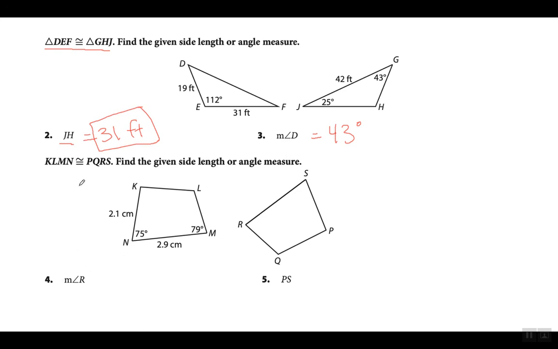Number 4, same thing. Here they tell us that the shapes are congruent. We got to find the measure of angle R. R is the third letter. There's nothing written here for the measure of angle R. R is the third letter. It corresponds to angle M in the other shape. So angle M is 79 degrees. So therefore the measure of angle R is 79 degrees.